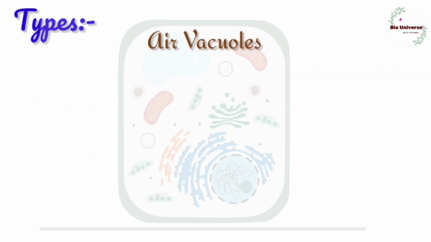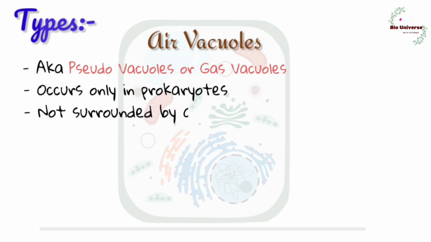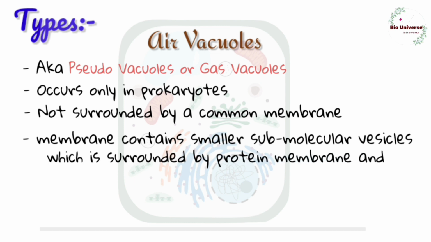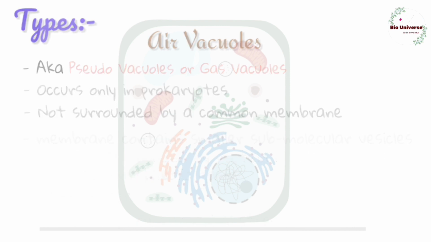Air vacuoles. They are also known as pseudovacuoles or gas vacuoles. Air vacuoles have been reported only in prokaryotes. An air vacuole is not a single entity, nor is it surrounded by a common membrane. It consists of a number of smaller submicroscopic vesicles. Each vesicle is surrounded by a protein membrane and encloses metabolic gases. Air vacuoles not only store gases but also provide buoyancy, mechanical strength, and protection from harmful radiations.